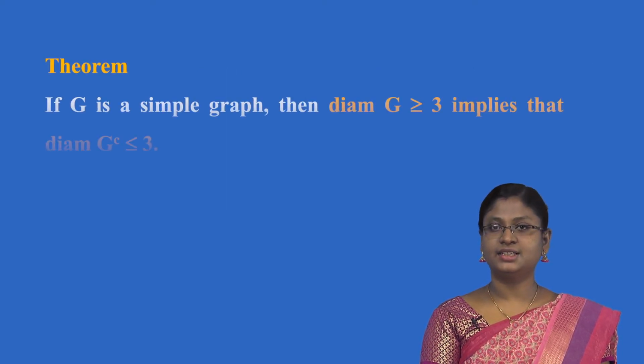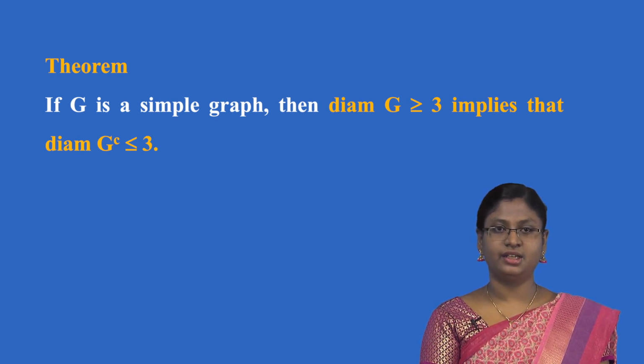We shall see another theorem, also due to Jordan. The theorem states, if G is a simple graph, then diameter of G greater than or equal to 3 implies that diameter of G complement is less than or equal to 3. We shall see the proof now.